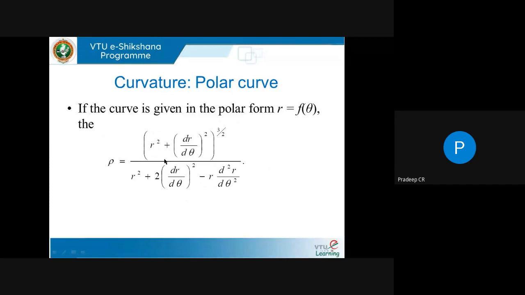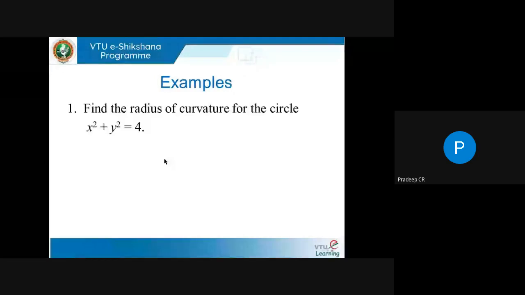So let us find the most obvious one. Find the radius of curvature for the circle x square plus y square equal to 4. So this is actually a circle. So radius of curvature means the same as radius, correct? Its radius we know is 2, because this is the standard form, x square plus y square equal to r square, r equal to 2. So the answer, whatever it is, it must be 2. So let us check that.